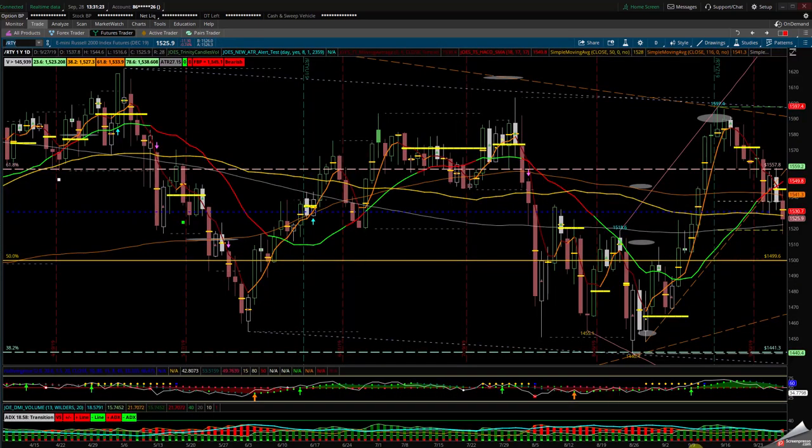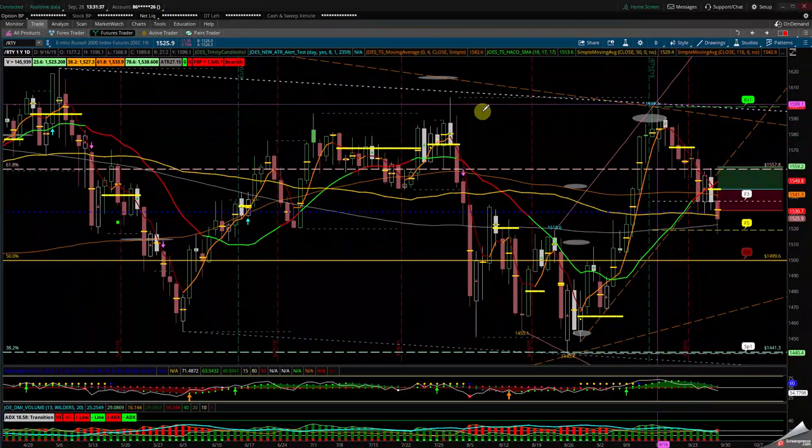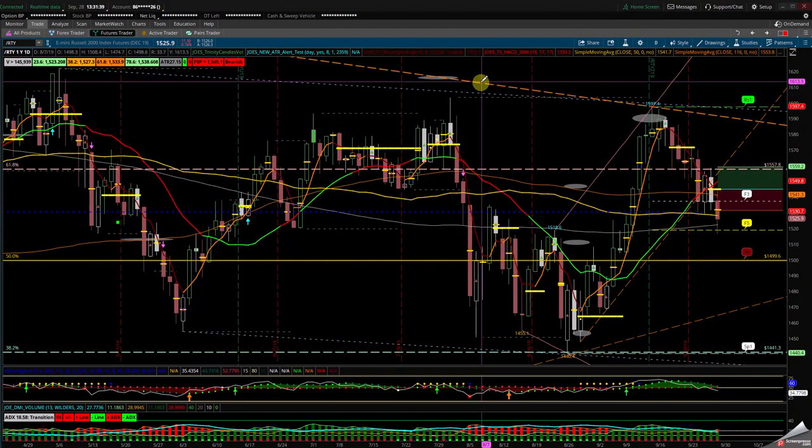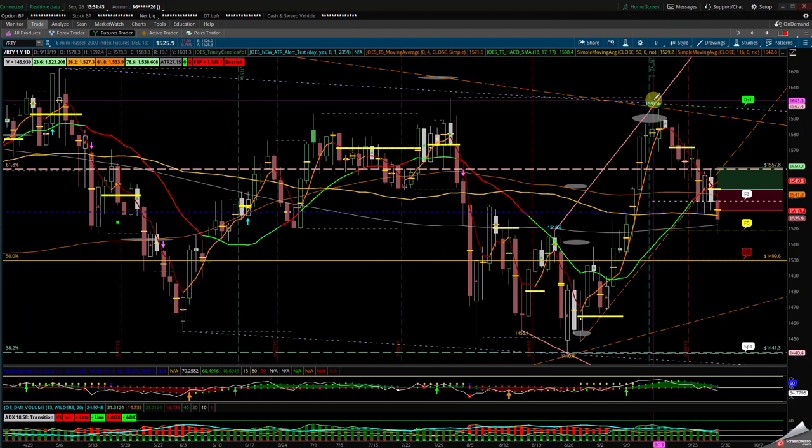The RTY, let's just move in a little bit more. The RTY has been trying to break out. We had this handle, came back down. We were expecting to create a handle and break above this channel here. Unfortunately, we couldn't get above it. We got almost to the 1600.